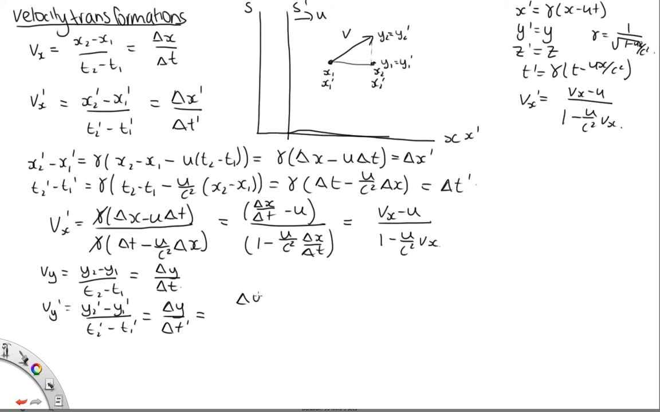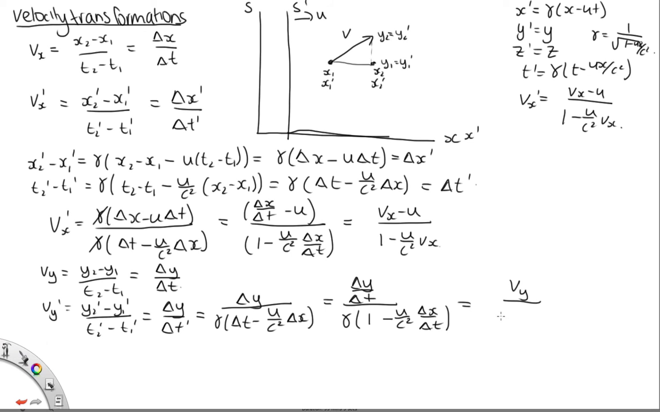So we've got delta y over gamma (delta t minus u over c squared delta x). Now what we want to do is again get everything in terms of velocity, so we'll divide both the numerator and the denominator by delta t. So we've got delta y over delta t over gamma delta t on delta t, which is 1, minus u over c squared delta x over delta t. So you can see this will be Vy over gamma, which let's put this gamma up the top, 1 minus u squared on c squared, over 1 minus u over c squared, and then this is Vx here.